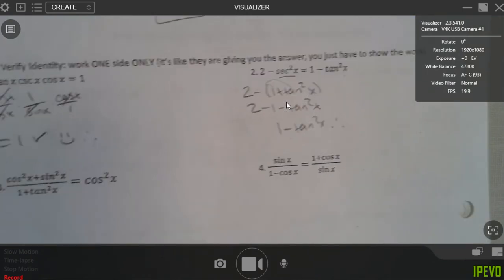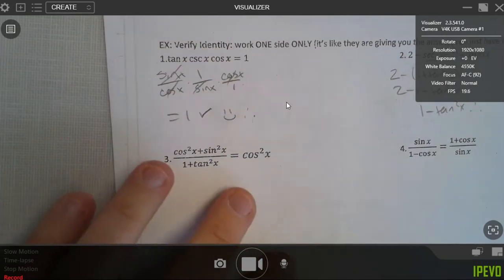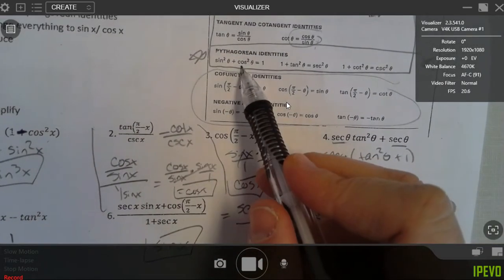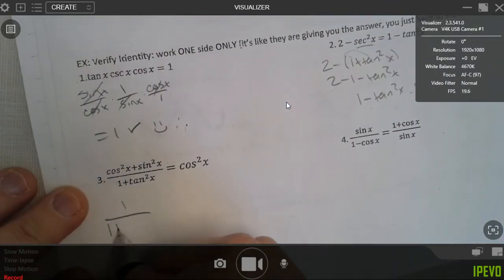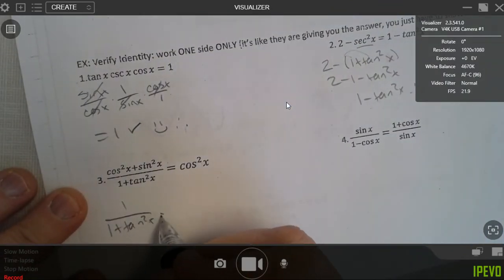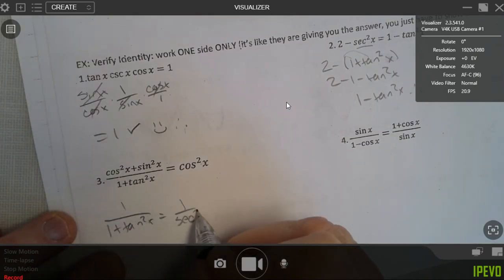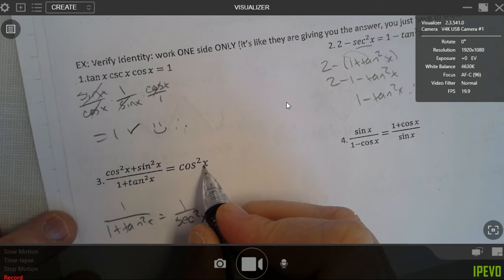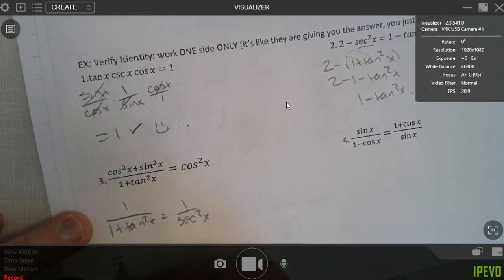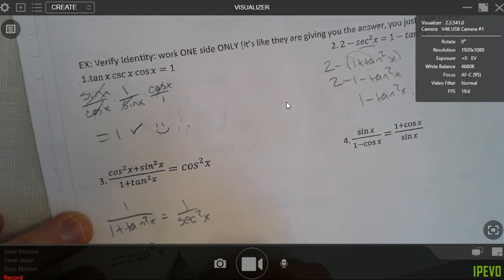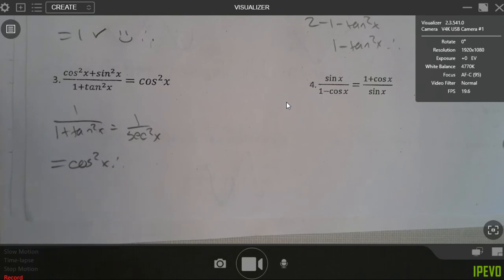So you'll be done. All right, and number 3 here, this is a Pythagorean identity. Cosine squared plus sine squared right here equals 1. So you substitute the top for a 1. And then the bottom is also just an identity. That's secant. So I'm going to put secant squared. The reciprocal of secant squared is cosine. If you flip secant, you get cosine. So then this just equals cosine squared. And we're done.